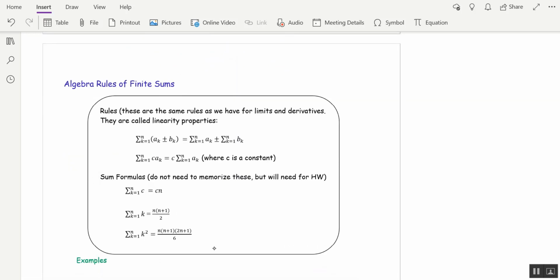You don't need to memorize these formulas, but you're going to need them for the homework, so you might want to refer to them. If you have the sum of a_k plus or minus b_k, you can break that up as two separate sums, add each one, add your results, and you're good to go. Any constant can come out of a sum.